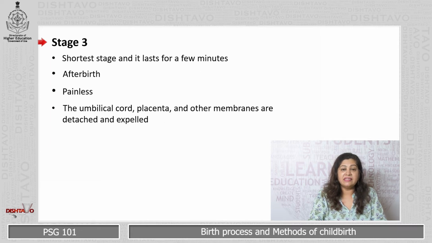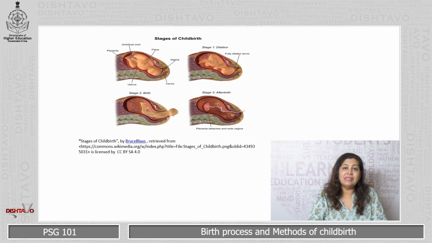Stage 3 is the shortest of all the 3 stages, and it lasts for about a few minutes. This stage is also known as afterbirth. It is painless, and in this stage, the umbilical cord, the placenta, and other membranes are detached and expelled. In this figure, you will see the 3 stages of childbirth.